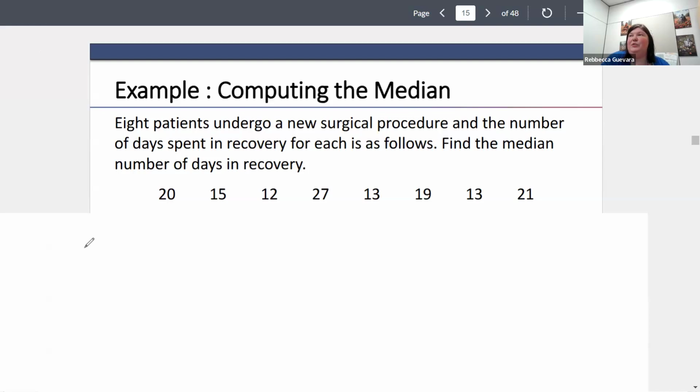8 patients undergo a new surgical procedure. The number of days spent in recovery for each is as follows. We want to find the median number of days in recovery. So once again, order in ascending order.